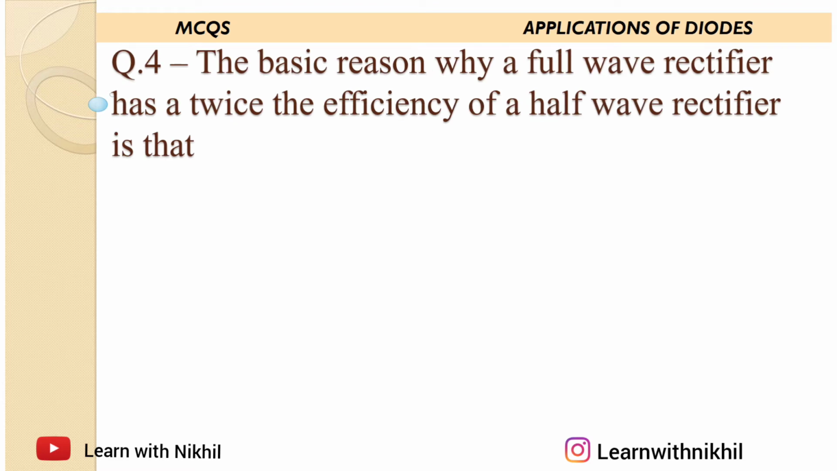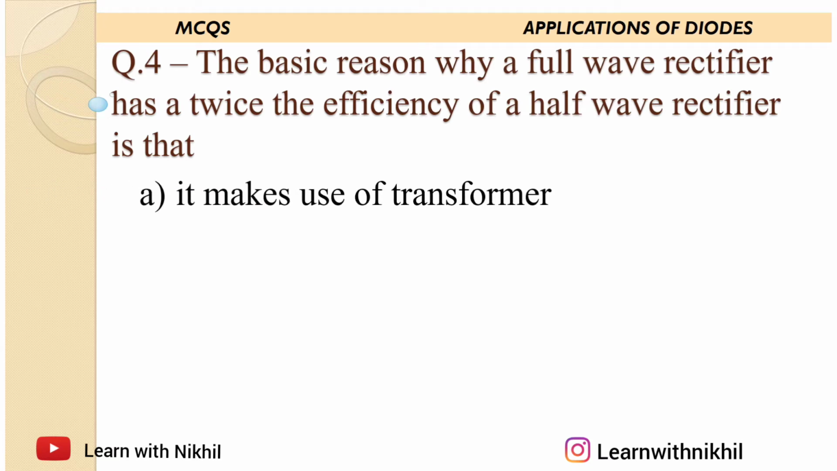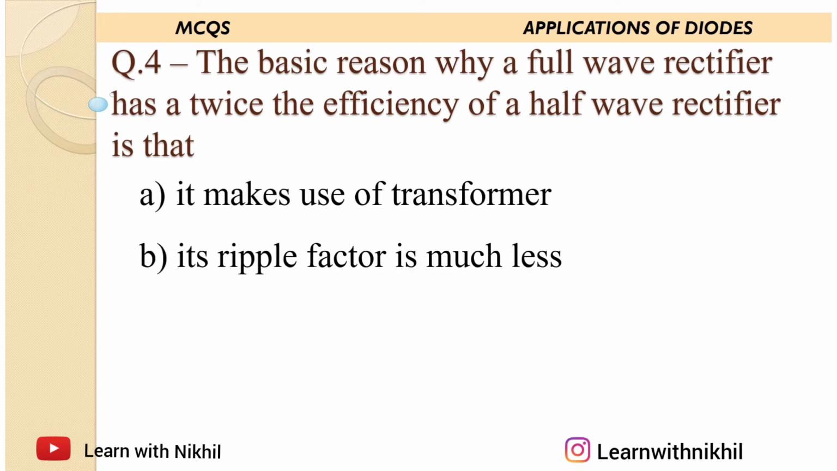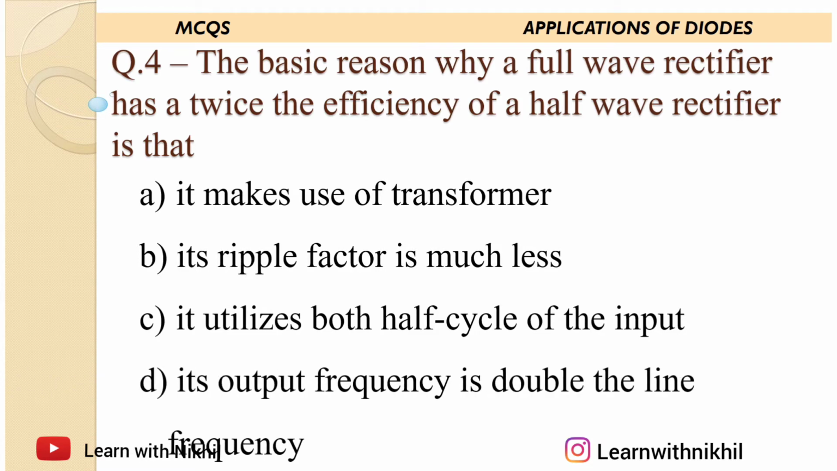Next question. The basic reason why a full wave rectifier has twice the efficiency of a half wave rectifier. A. It makes use of a transformer. B. Its ripple factor is much less. C. It utilizes both half cycles of the input, or D. Its output frequency is double the line frequency. And the answer is, it utilizes both half cycles of the input.